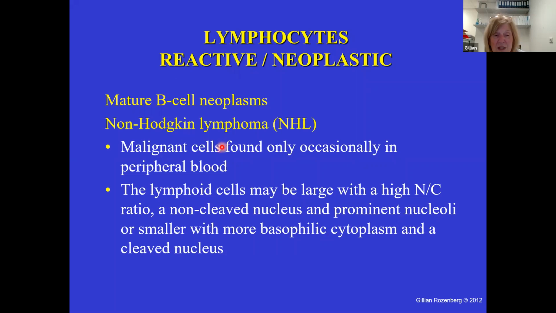Now we're moving to the lymphomas. So this is non-Hodgkin lymphoma. These are malignant cells found only occasionally in the peripheral blood. The lymphoid cells may be large with a high NC ratio, a non-cleaved nucleus and prominent nucleoli, or smaller with more basophilic cytoplasm and a cleaved nucleus.